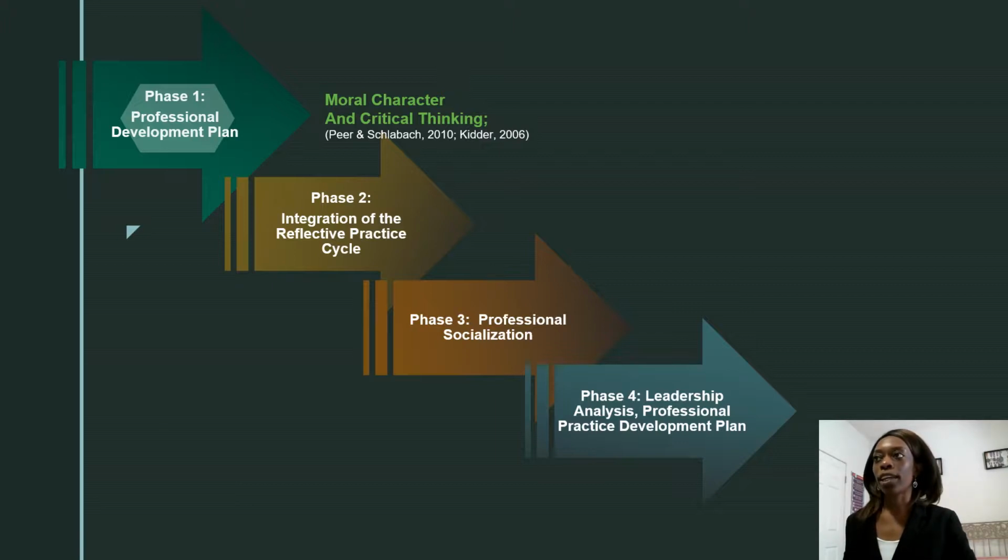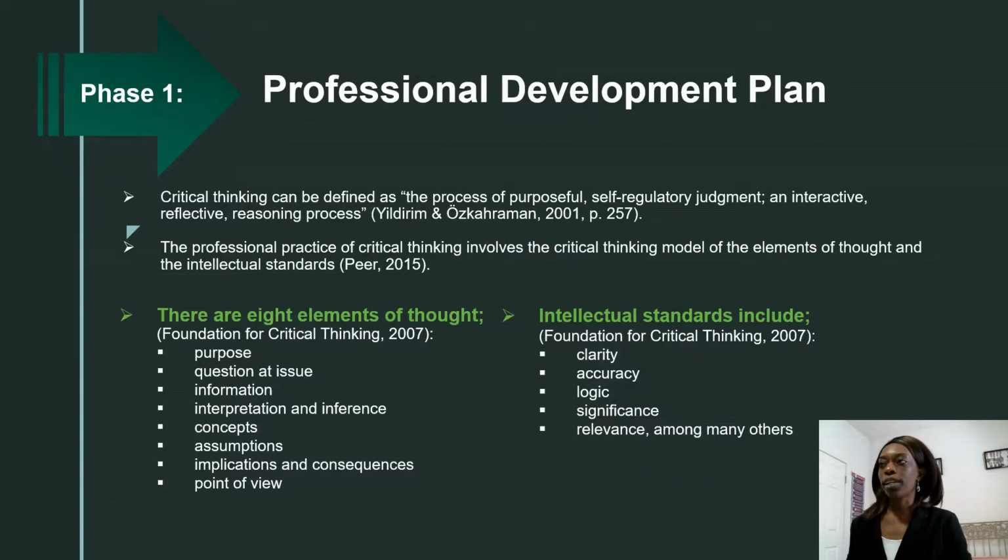When you develop moral character and critical thinking strengths, these are progressive elements to the professional development plan. The incorporation of the two concepts of moral character and critical thinking model provides an elemental structure to address ethical dilemmas, as stated by Peer 2015. And when you look at the professional development, you see critical thinking can be defined as the process of purposeful, self-regulatory judgment, an interactive, reflective reasoning process. And in professional practice, critical thinking involves the critical thinking model and the elements of thought and intellectual standards.